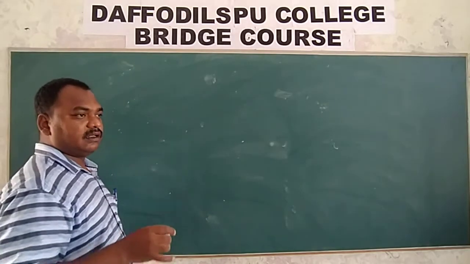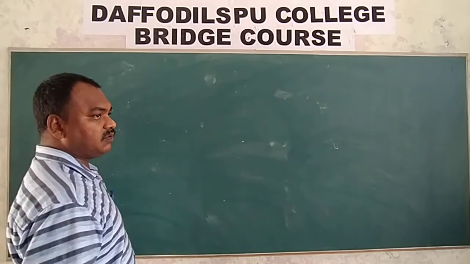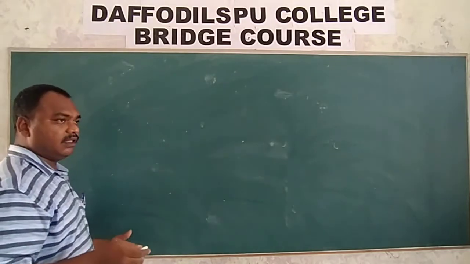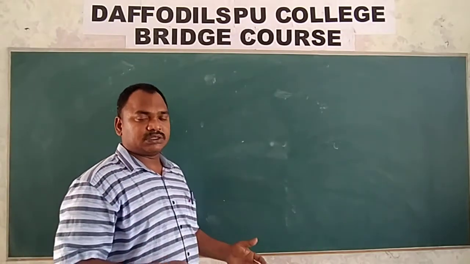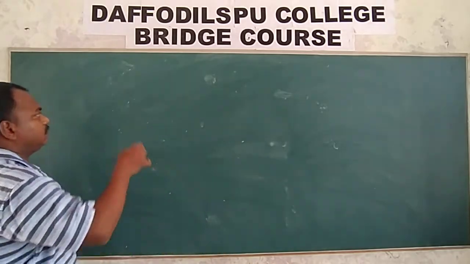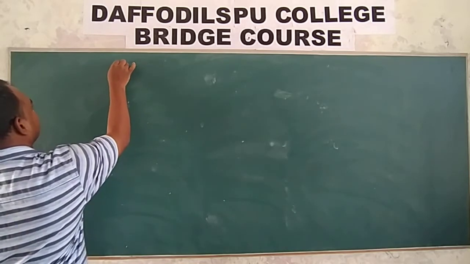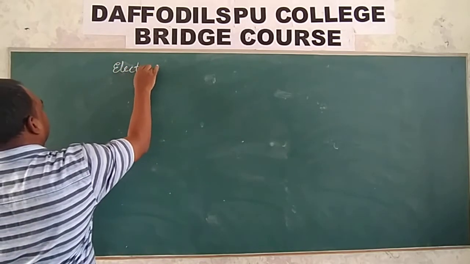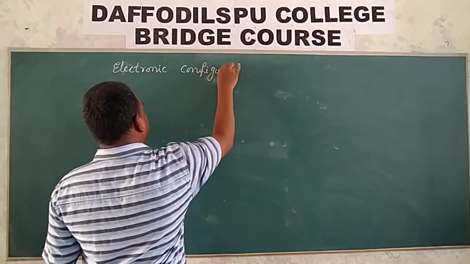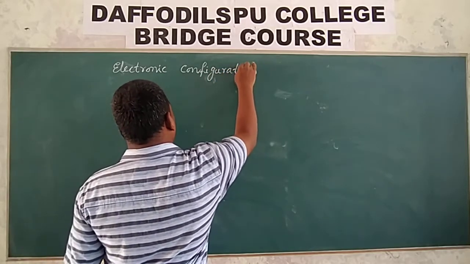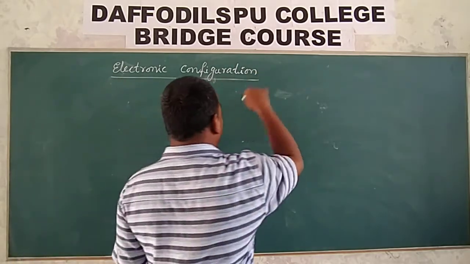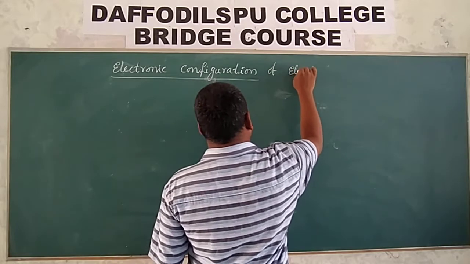While writing the electronic configuration, we have to look at some concepts: how to write, what the shells are, and which ones are present in each shell. All those things we are going to discuss. Electronic configuration of elements.